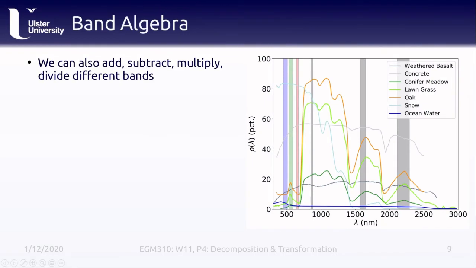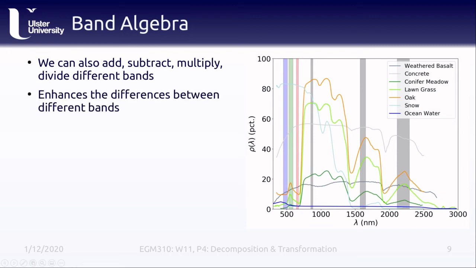In addition to different kinds of transformations, we can also use bands algebraically. We can add them together, subtract them, multiply them, or divide them. These operations can all enhance the differences between different bands, helping us to identify surfaces or convey other information more easily than by using the reflectance values on their own.